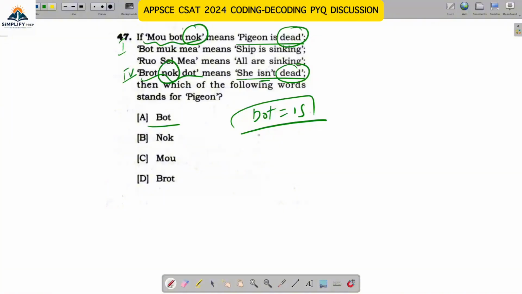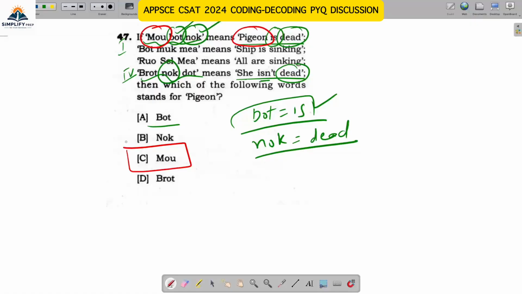So boat is ये हमें पहले पता लग गया, knock is dead. Okay, so in these two sentences, ये भी हमें पता लग गया, ये भी हमें पता लग गया. So what is left is our answer, that is pigeon is mouth. Okay, so that is very easy kind of question where you don't have to even write anything, है ना. आप बस कॉमन जो है उसको देख के कि कौन सा वर्ड है उसको लिखते जाओ बस, and you will get the answer. Okay, easy, very easy question. So let's move to some other problem now.